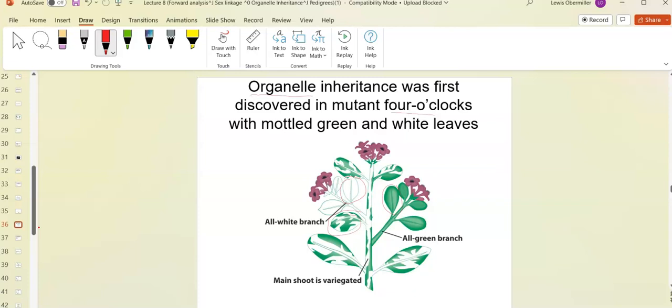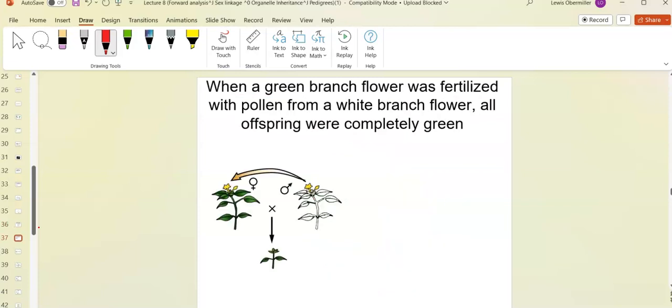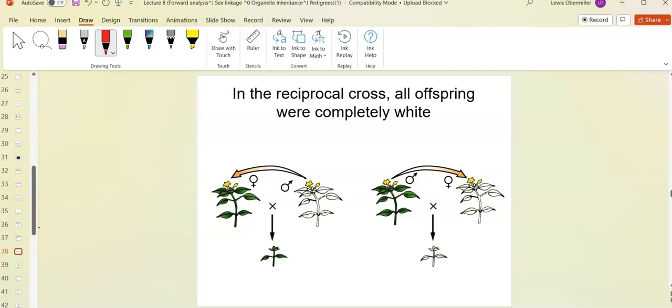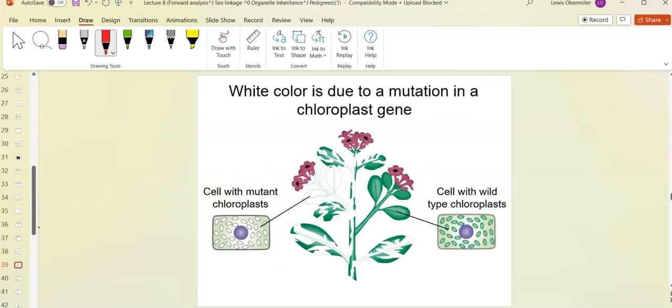And so scientists were like, well, what's going on here? They did some crossbreeding, and they crossbred a male to a female, and all the offspring, whether male or female, were green, right? So you would say, okay, this is just straight up dominance inheritance, what's the big deal? But when they do the reverse, where they have the male that's green and the female that's white, all the offspring are white. So what's going on here?